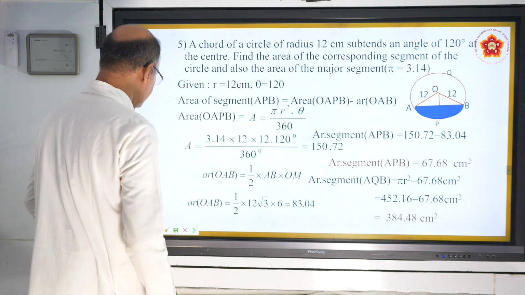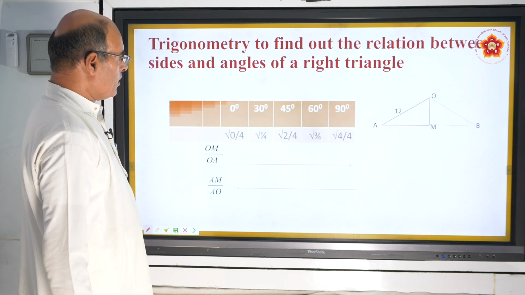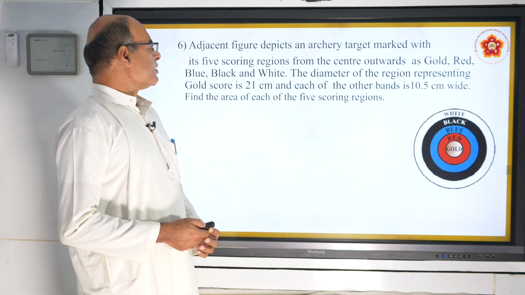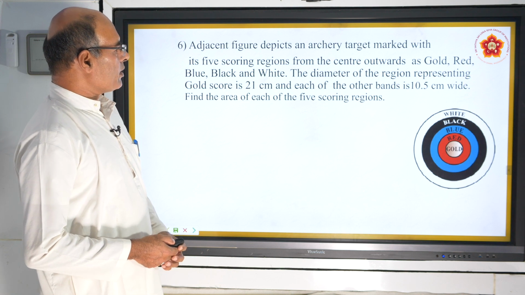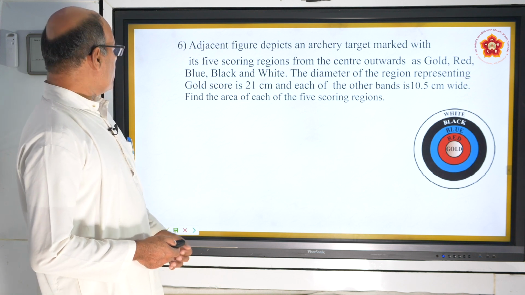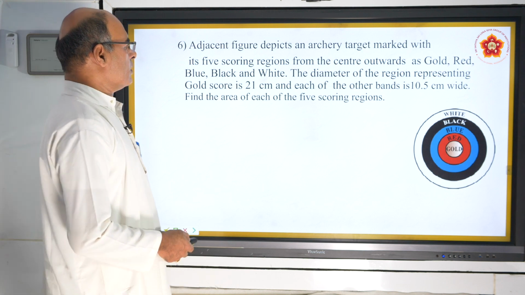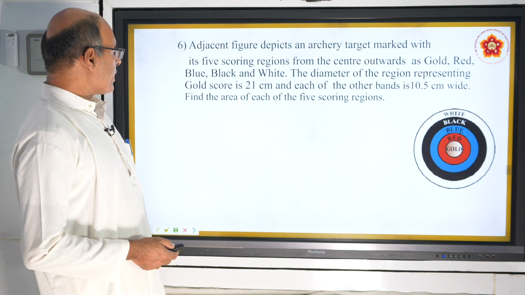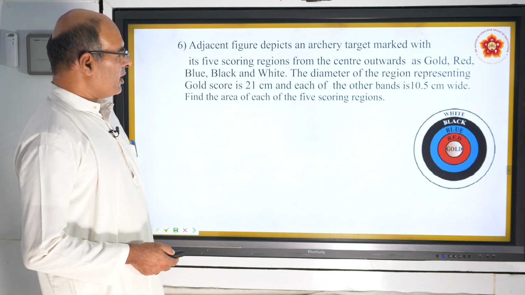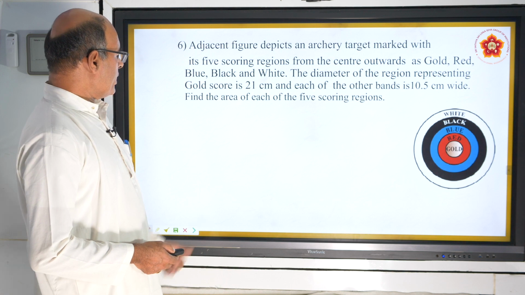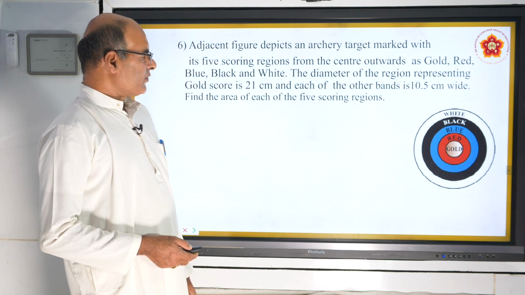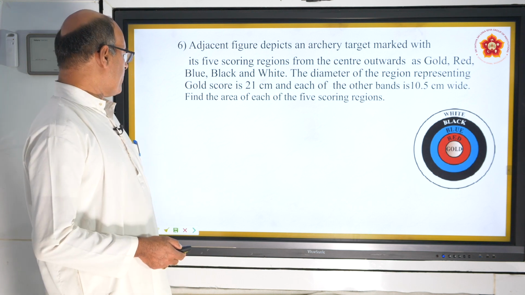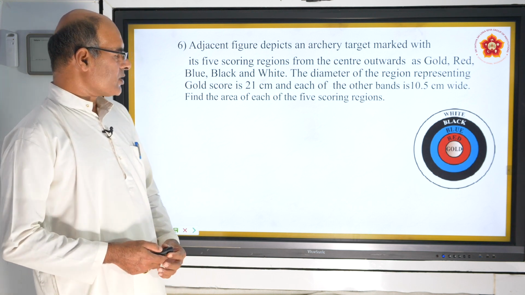Let us go to the next question. The adjacent figure depicts an archery target marked with its 5 scoring regions from the center outwards as gold, red, blue, black and white. The diameter of the region representing the gold score is 21 centimeter and each of the other bands is 10.5 centimeter wide. Find the area of each of the 5 scoring regions.